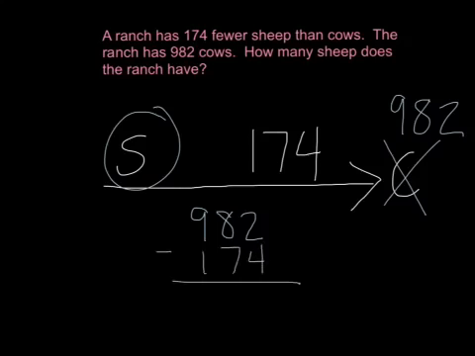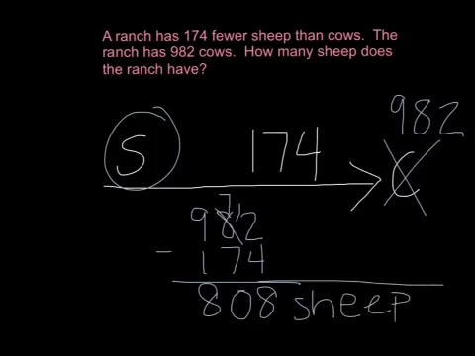174. We cannot subtract 2 from 4, so we need to cross that out, make it a 7, carry our 1. 12 minus 4 is 8. 7 minus 7 is 0. 9 minus 1 is 8. So our answer is 808 sheep. Make sure that you put that unit name. Congratulations! You now know how to do connecting math word problems.